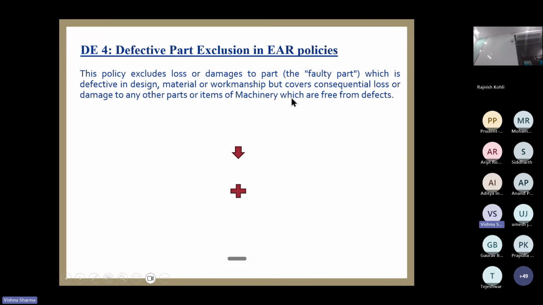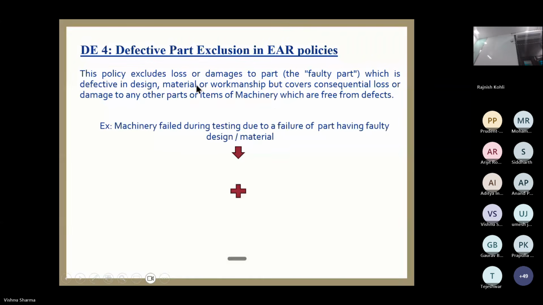Okay. Other things are paid, only the faulty part is not paid. For example, machinery failed during testing due to failure of a part having faulty design. One part failed, the design was faulty, the material was faulty, it failed, so the entire machinery failed, meaning damage to the entire machinery. Now what will we pay?